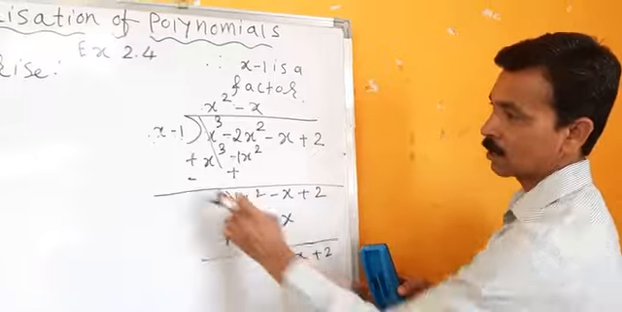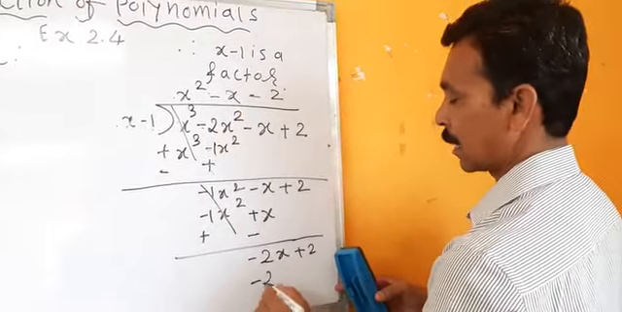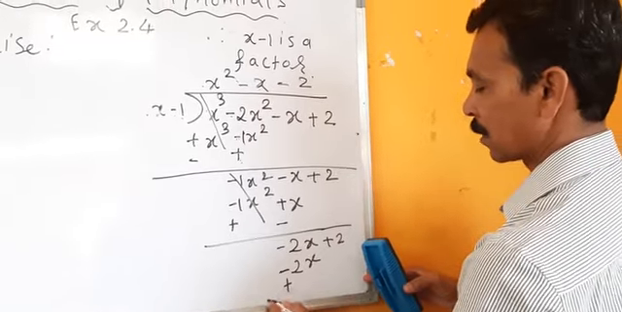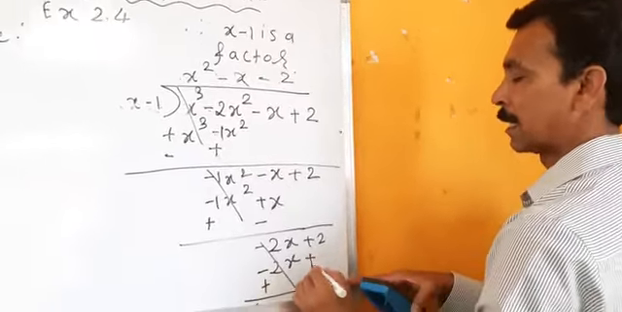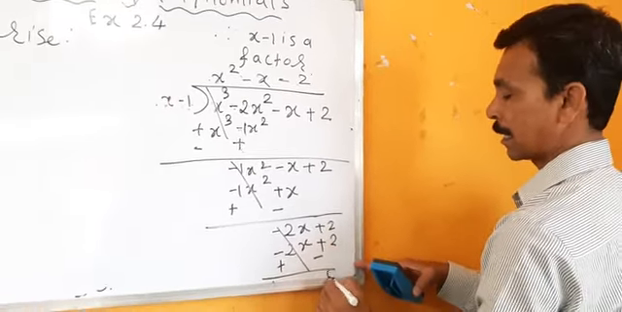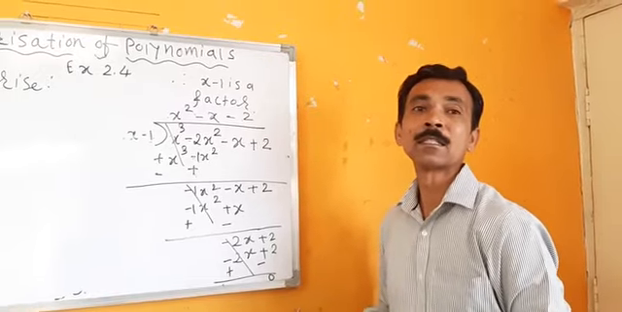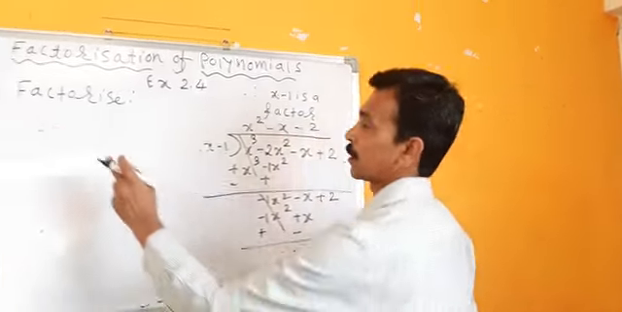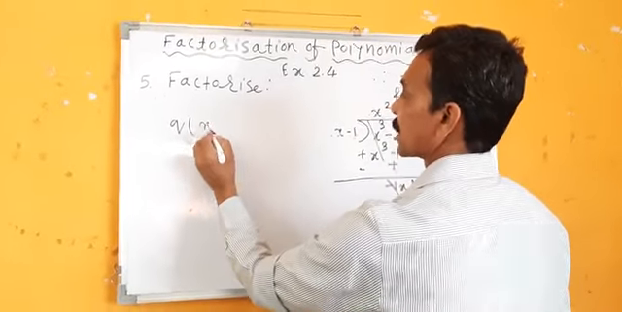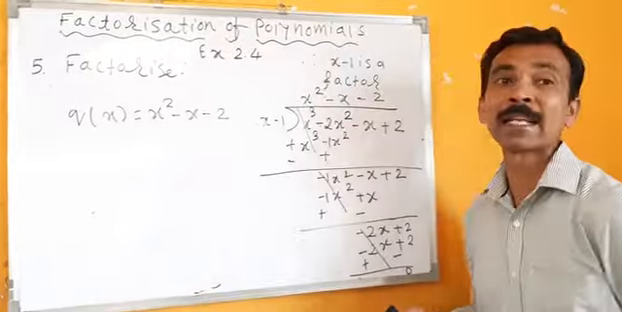Now divide minus 2x by x. Minus 2x by x is minus 2. Right? It becomes plus. Cut. Minus 2 into minus 1 is plus 2. Change the sign. What is the remainder? 0. Remainder is 0. But now this is not the end of the sum. We have got the quotient. Right? Q of x is equal to x square minus x minus 2.